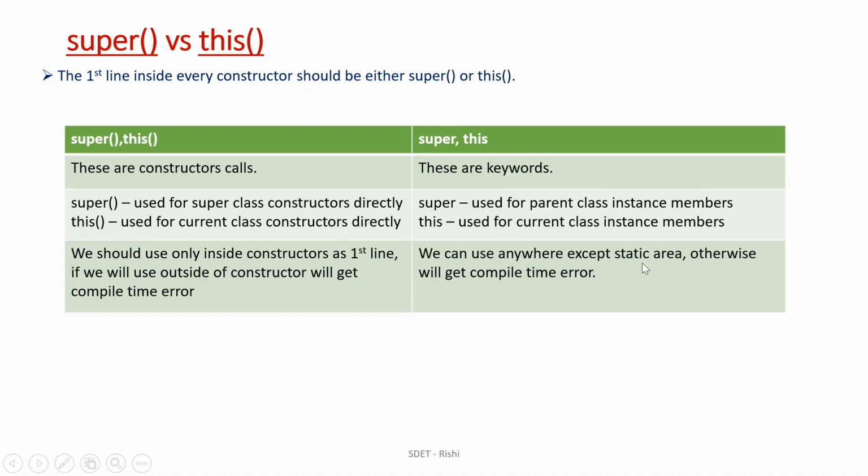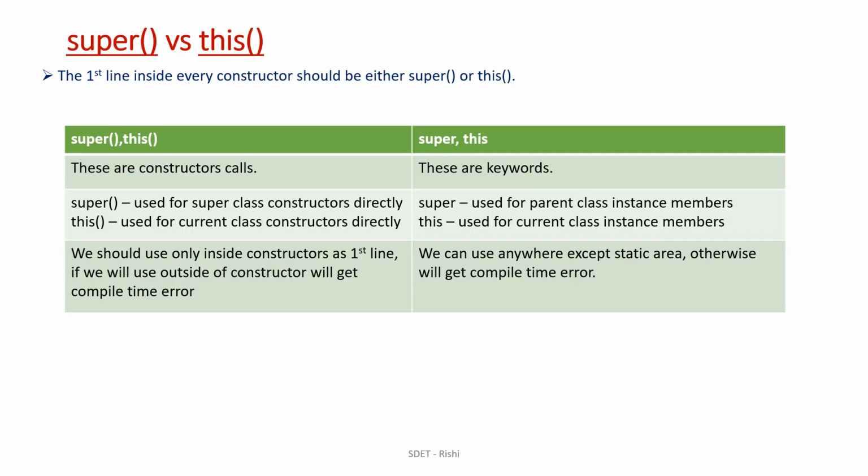So what is a static area? If we are writing public static void main, that's nothing but the static method. A static area can also be defined otherwise. We will discuss this in upcoming videos, before which we will discuss the static area. It is clearly saying that we can use this anywhere except a static area, otherwise we'll get a compile time error. So this is what the constructor definitions are.